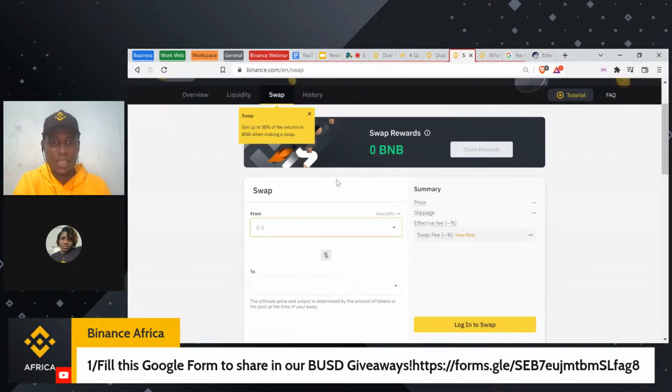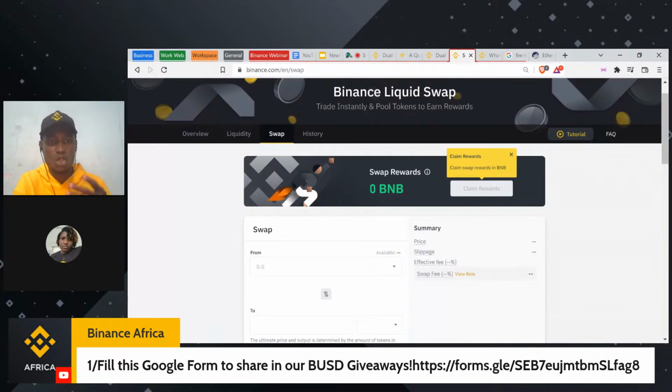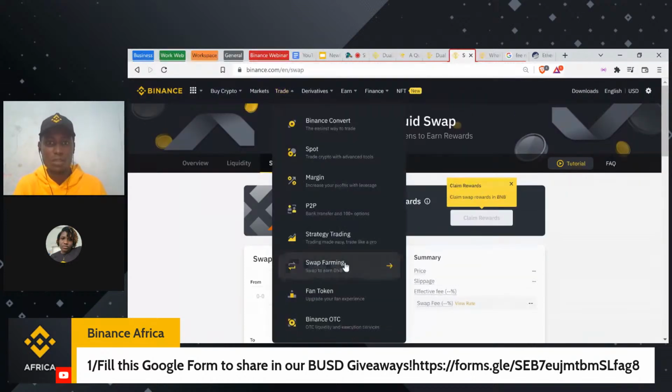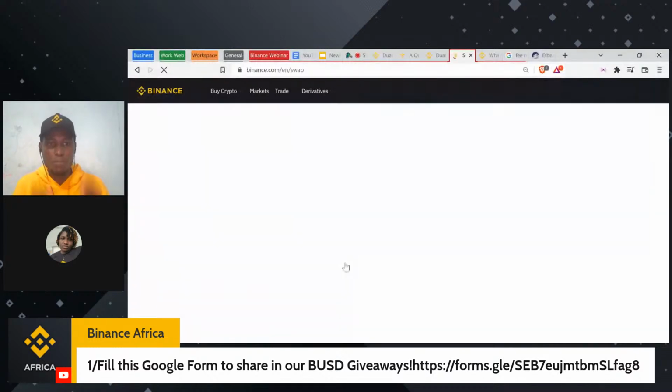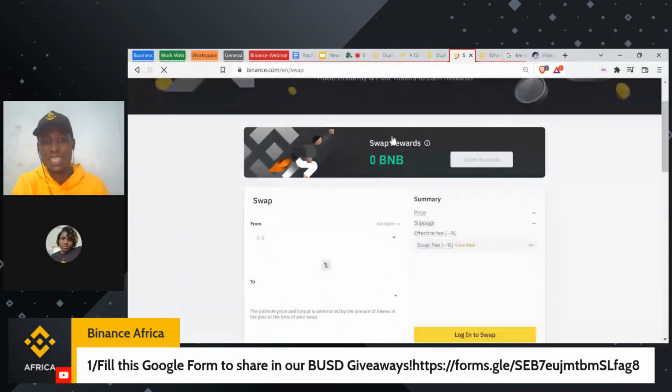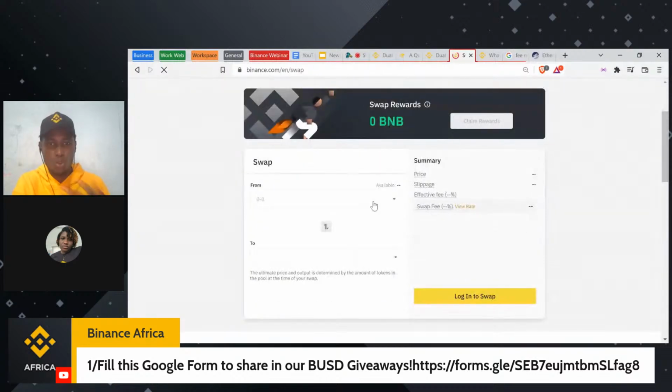So let us assume this is the swap page. To access it, you just go to your trade tab and tap on swap farming. It brings you to the swap page where you can swap different assets and also get rewards for doing that. If you've already earned some reward, you see it at the top here, and you can claim them at any time.